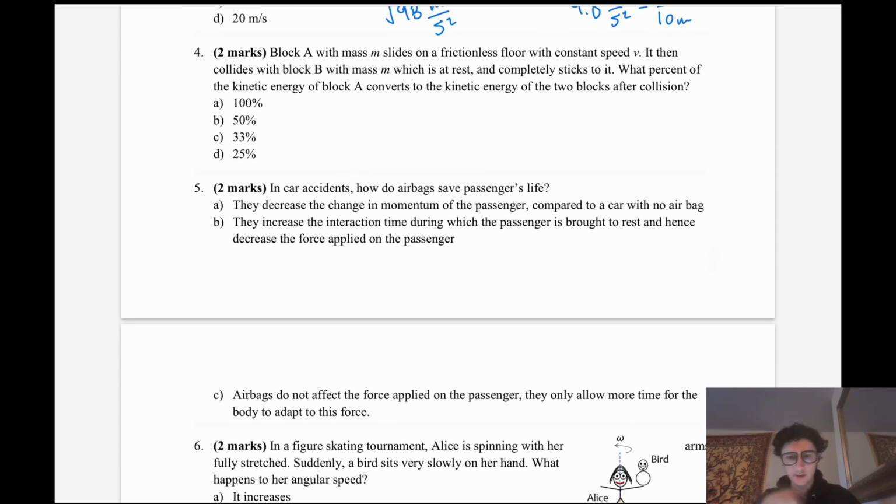So far we are 7 minutes in. A block A with mass m slides on a frictionless floor with constant speed v. It then collides with block B with mass m, which is at rest, and it completely sticks to it. What percentage of the kinetic energy of block A converts to kinetic energy of the two blocks after the collision? So this block is moving, and this is block A, and it has mass m, and it has speed v.